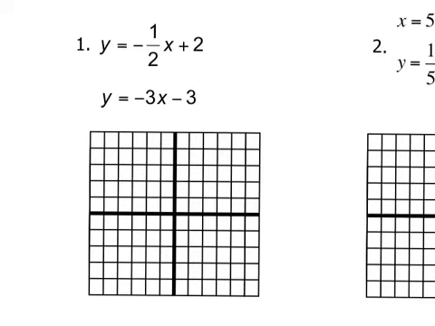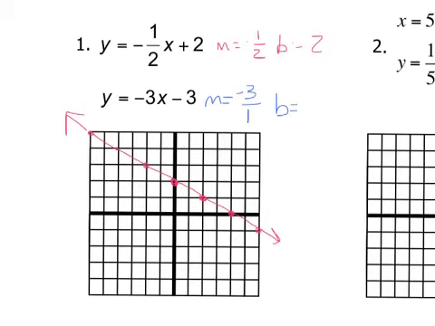Okay, so number 1, I have a slope of negative 1/2 and a b of 2. So up 2 on the y-axis. And I'm down 1 over 2, down 1 over 2, down 1 over 2. Can also go up 1 and left 2, up 1 and left 2. So I have as many points on there as I can. There's my first line.